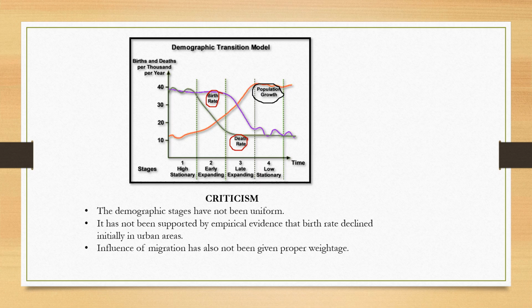4 stages have been written. First stage high stationary, second stage early expanding, which we have already discussed. Third stage late expanding, fourth stage low stationary. So first stage, high stationary. See the curves, birth rate and death rate. The two curves are almost standing on a similar base. That means both are high. In the second stage you find death rate declines, but birth rate is still high. Third stage, death rate declines, birth rate also declines. Fourth stage, birth rate and death rate almost similar.